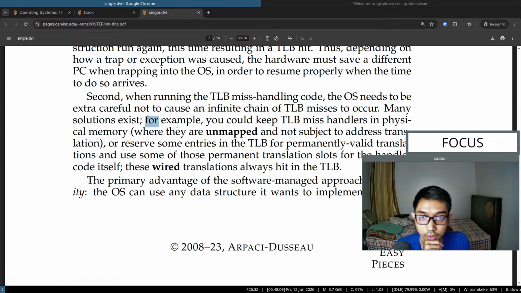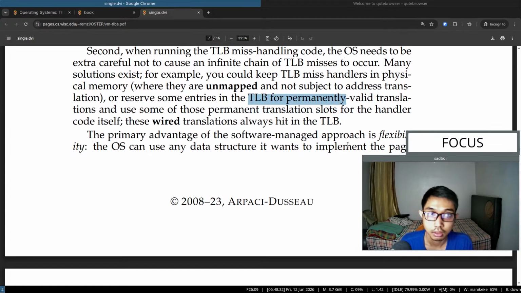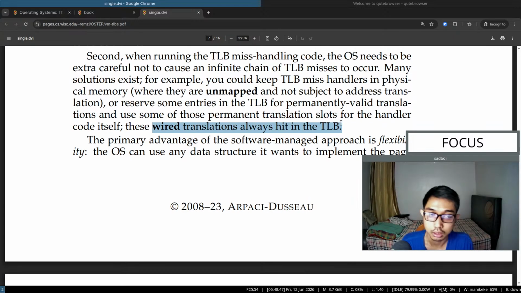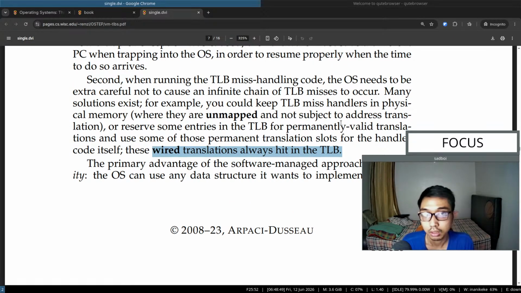Many solutions exist. For example, you could keep translation lookaside buffer miss handlers in physical memory where they are unmapped and not subject to address translation, or reserve some entries in the translation lookaside buffer for permanently valid translations and use some of those permanent translation slots for the handler code itself. This way translations always hit in the translation lookaside buffer. Okay.